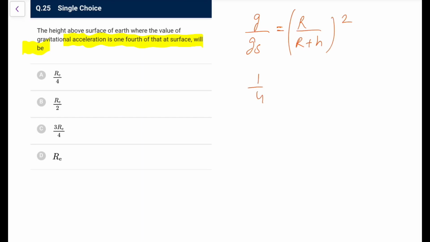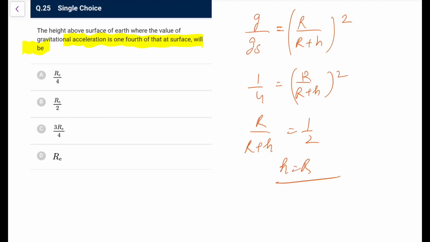So what we have, 1 by 4 is equal to r upon r plus h whole square. So clearly r upon r plus h is equal to 1 by 2. So simply h is equal to r. So you know h is equal to r. So it's an easy one for you, not a tough one. You should have done such questions before also, I suppose.